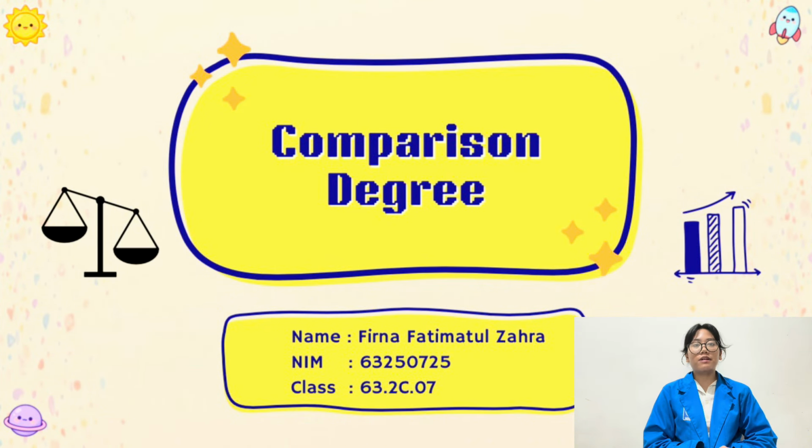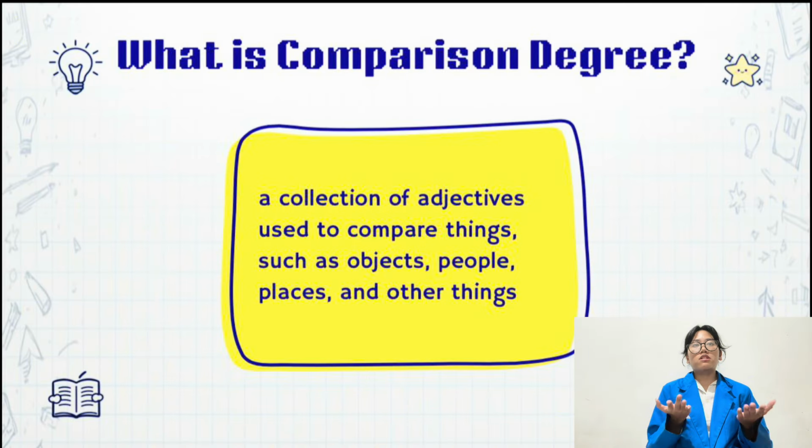Today, I would like to present a material about comparison degree in English grammar. What is comparison degree? Comparison degree is a collection of adjectives used to compare things such as people, object, animal, place, or situation. We use comparison degree when we want to show whether something is equal, greater, or the greatest compared to something else. For example, Ali is tall. Budi is taller than Ali. Andi is the tallest student in the class.